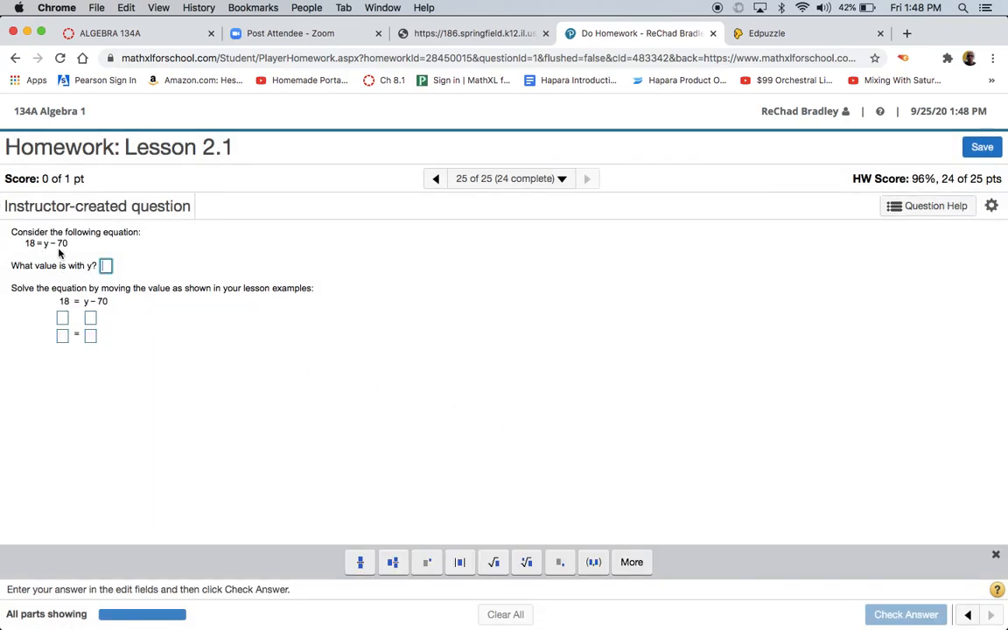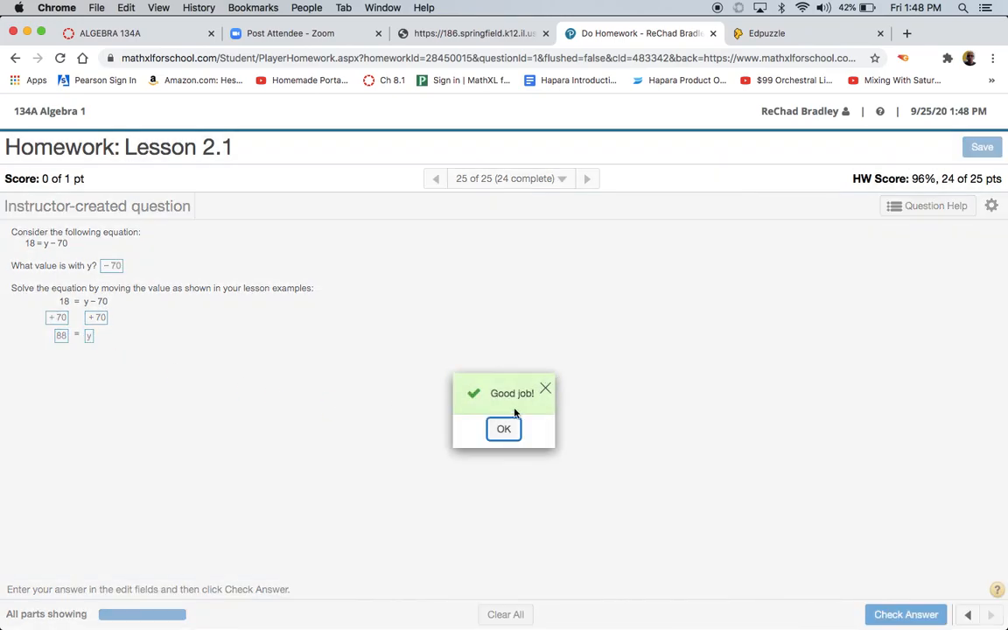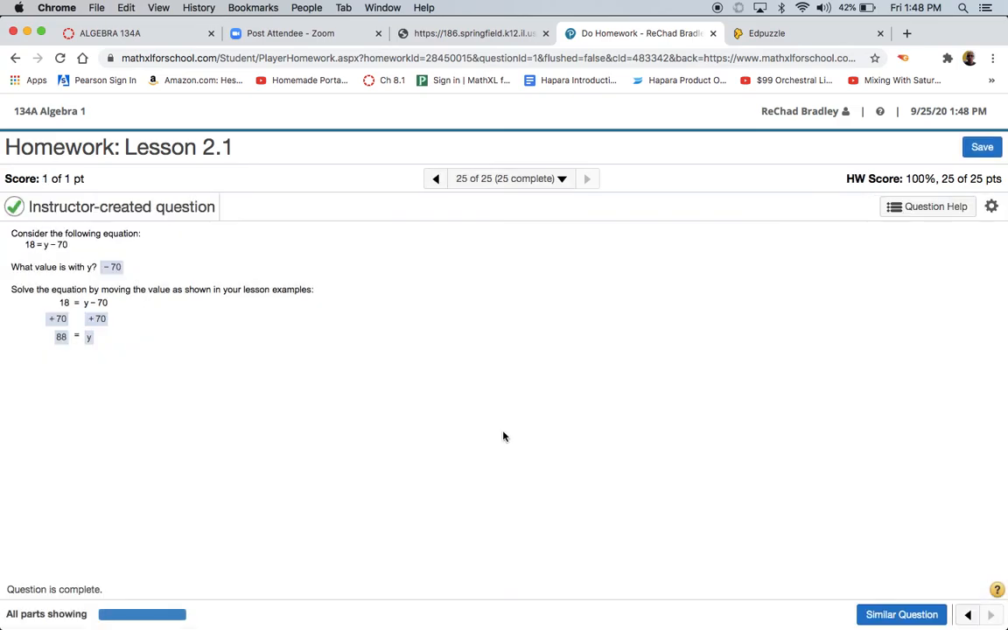The value with Y in this case, again, Y is over here, is negative 70. So in order to move a negative 70, we must add 70 here and add 70 there. 18 and 70 makes 88, I think. And then Y comes down with that answer there, and that represents the end of homework 2.1.